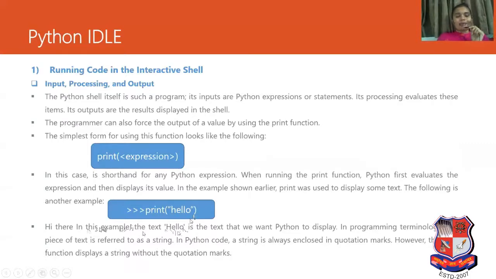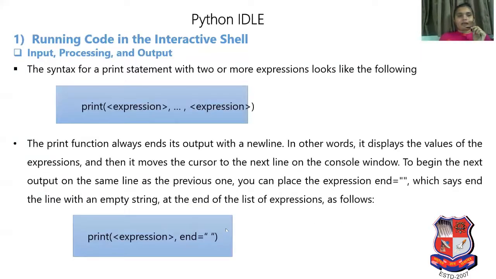In this example, the text "hello" is the text that we want Python to display. In programming terminology, this piece of text is referred to as a string. In Python code, a string is always enclosed in quotation marks. However, the print function displays the string without the quotation marks. So if I write "hello" here, your output is simply hello without the quotation marks.